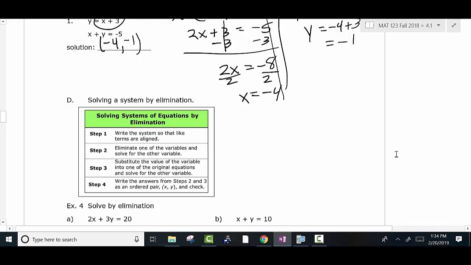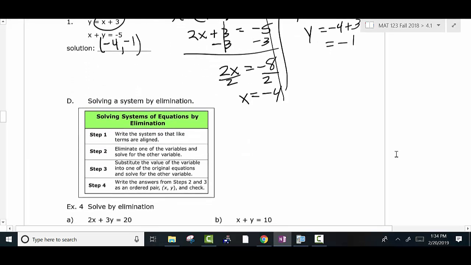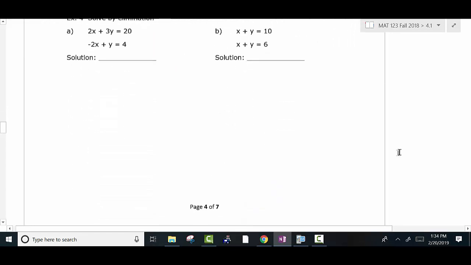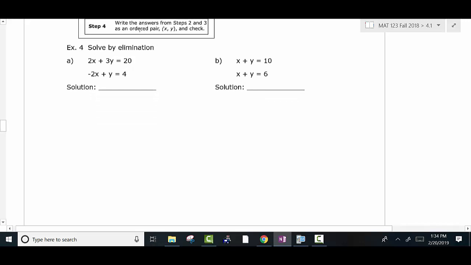And I'll show you how to do elimination. This is probably the most common method that you're going to do, the elimination method. I want to get you through how to do the elimination here. Let me show you this.